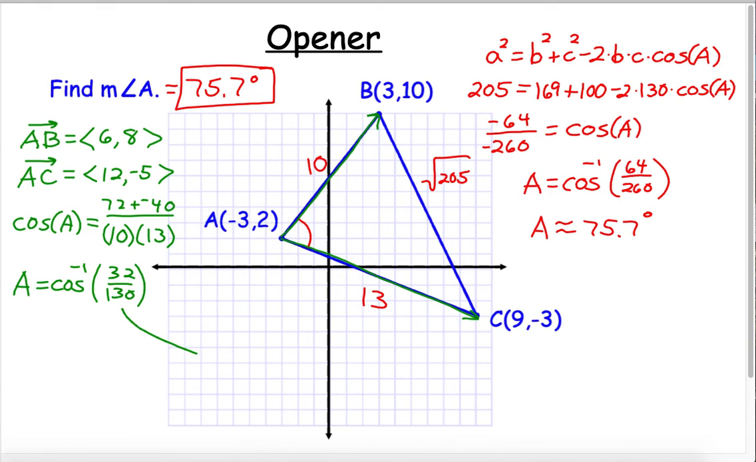Wait a minute. That's the same fraction. It's just reduced, we just divided out a 2. So I know I'm going to get the same answer. A is approximately 75.7 degrees. So two different ways to approach it. One using vectors and one using solving triangles, law of cosines. And that's it.